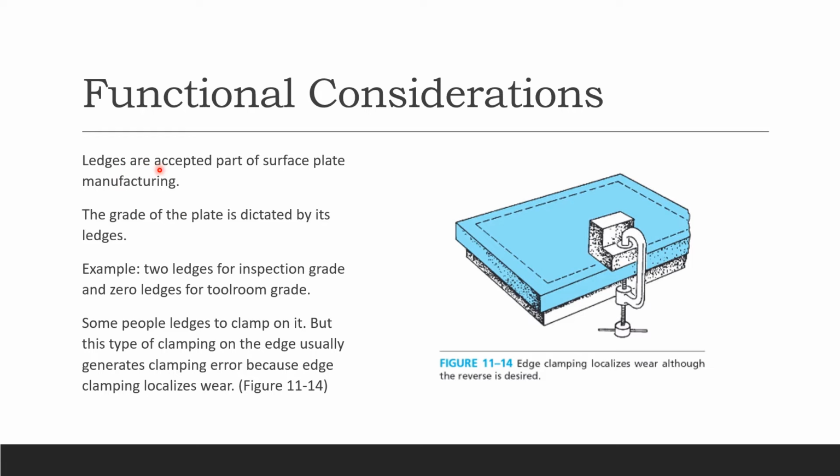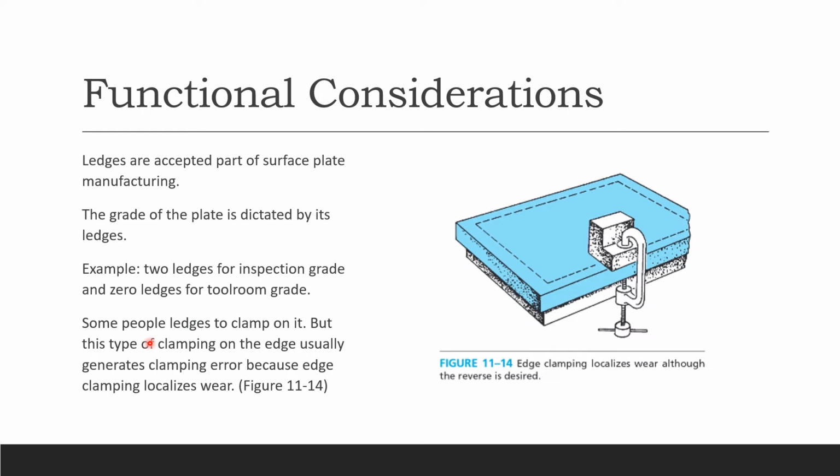I'm going to show you about the ledges. Thus we're considering the function of the surface. Ledges are the accepted part of surface plate manufacturing. Every time you look at the surface plate, you're going to see this little line right there. That's just a narrow horizontal surface projecting from this little part right there. They're not the same surface as the first, and this is the second. We call that a ledge. The grade of the plate is determined by its ledges. For example, 2 ledges for inspection grade and 0 ledges for toolroom grade.